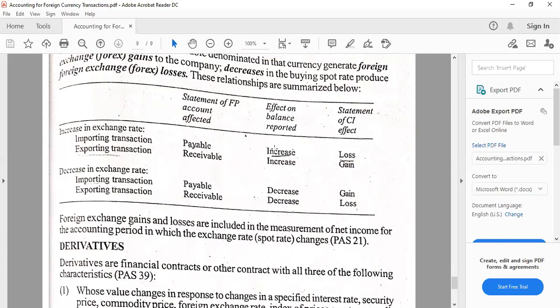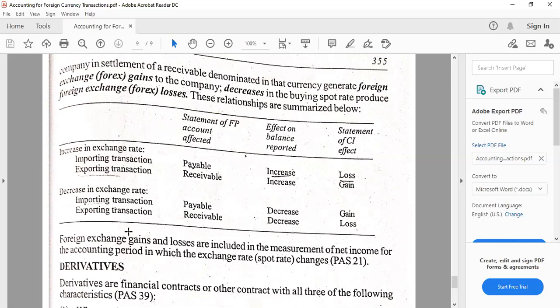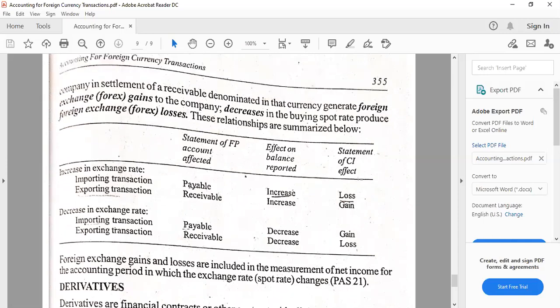And then to summarize the gains and losses, we can notice here that for import, if the exchange rate increases, there's really a loss because that would result in additional payable. If it is a receivable, that would be a gain because we will be collecting more. If there is a decrease in the rate, there would be a decrease of the payable, so that's going to be a gain, but we will be collecting less from the receivables, so that would be a loss on the other hand. And then we are guided by IAS 21 again.